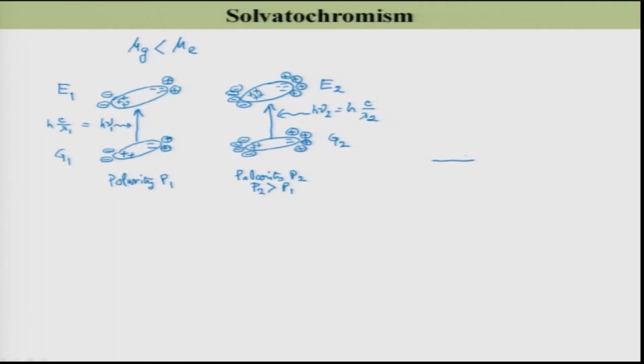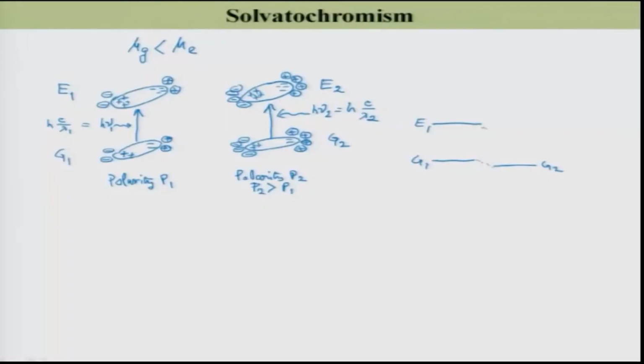Let us say this is the level of G1 and this is the level of E1, right. So, this is for the polarity P1, and when the polarity has increased, P2 is greater than P1, then what we can see is that the energy will be minimized, right. So, this is my G2. However, this excited state dipole moment is more, right. So, the energy minimization of E2 compared to E1 will be much more compared to the ground state, right. So, here it will be E2, right.